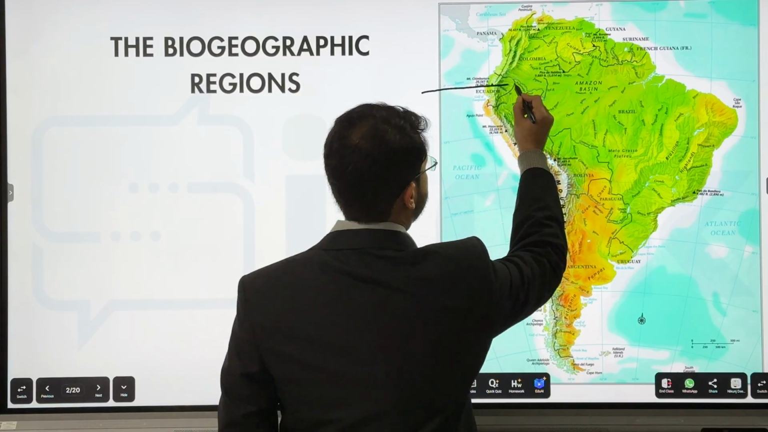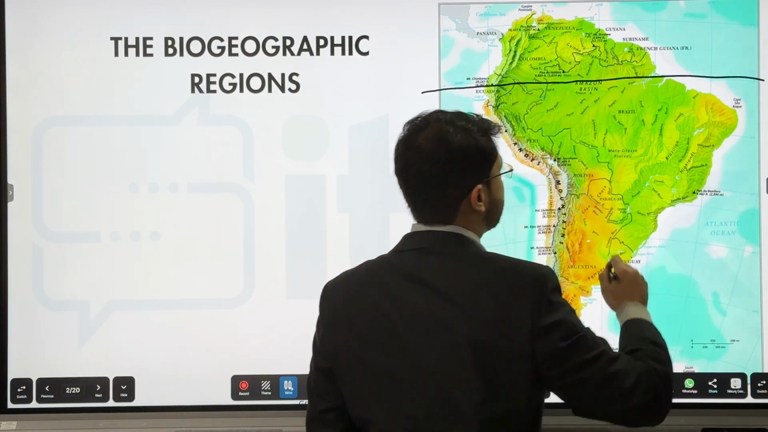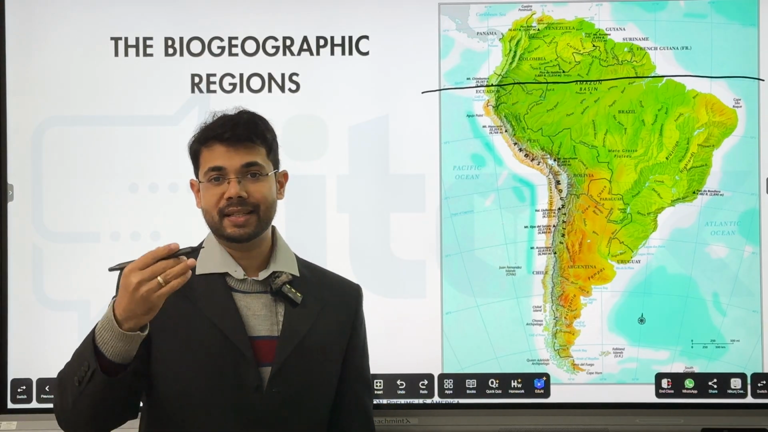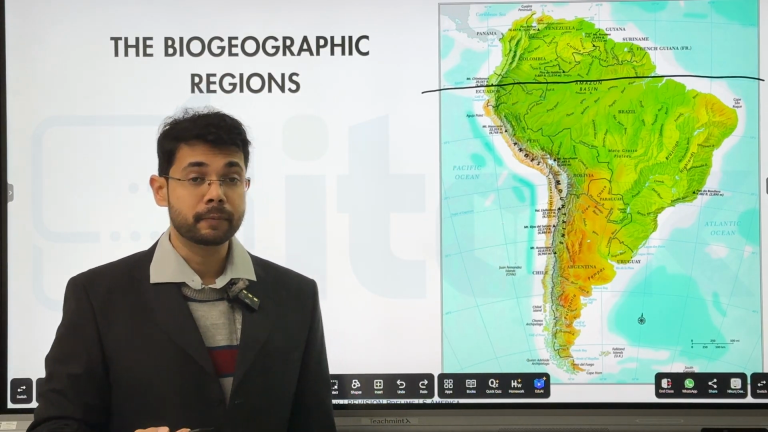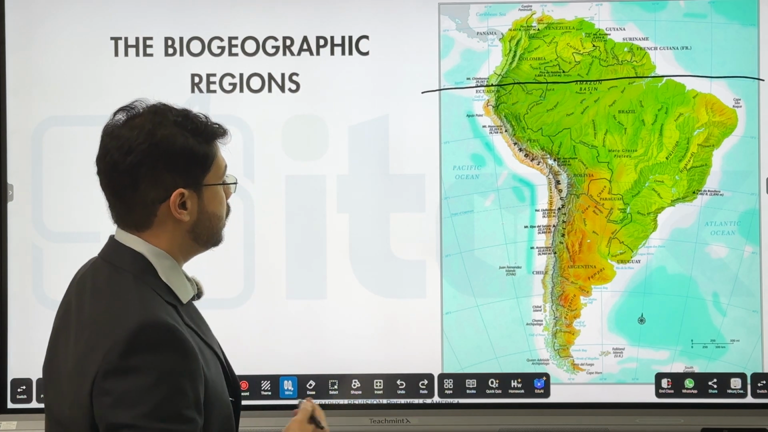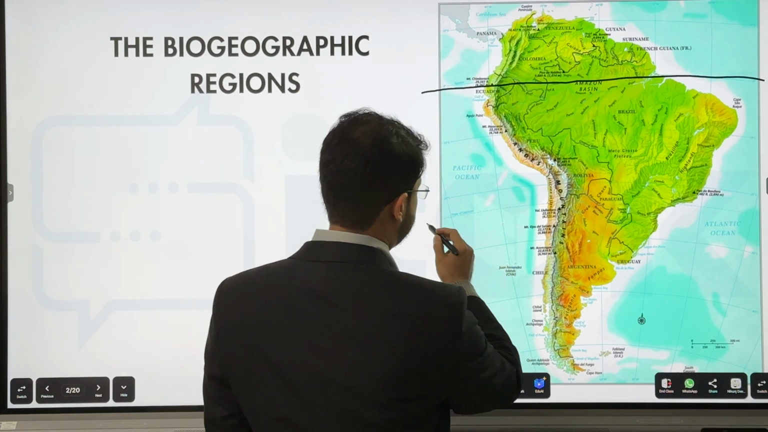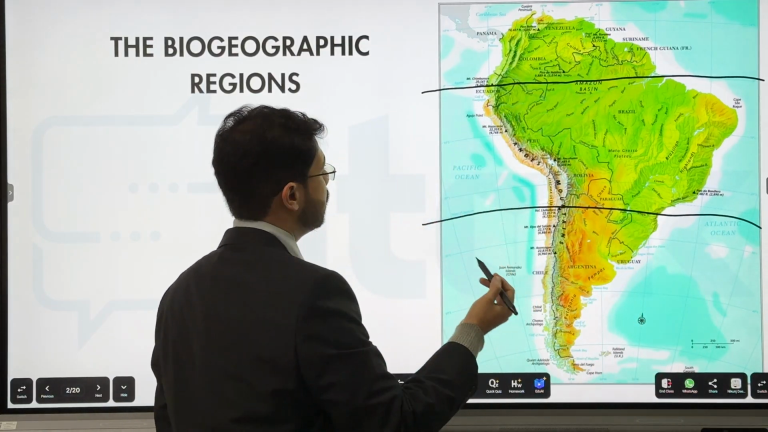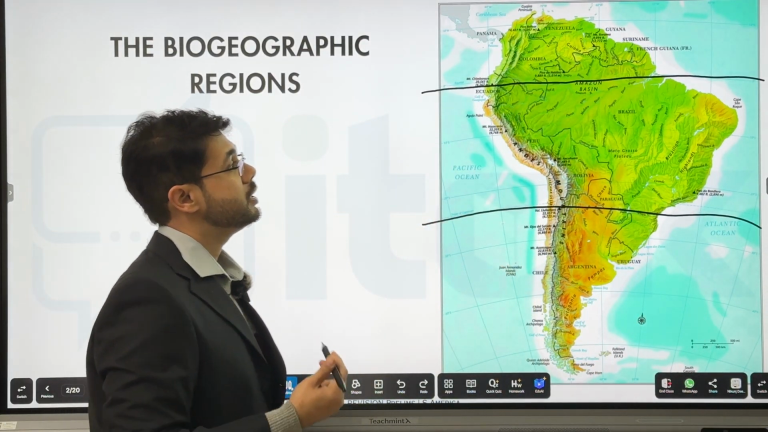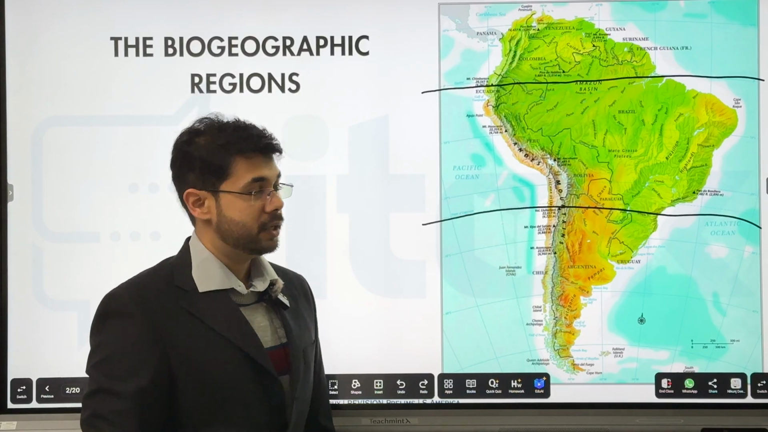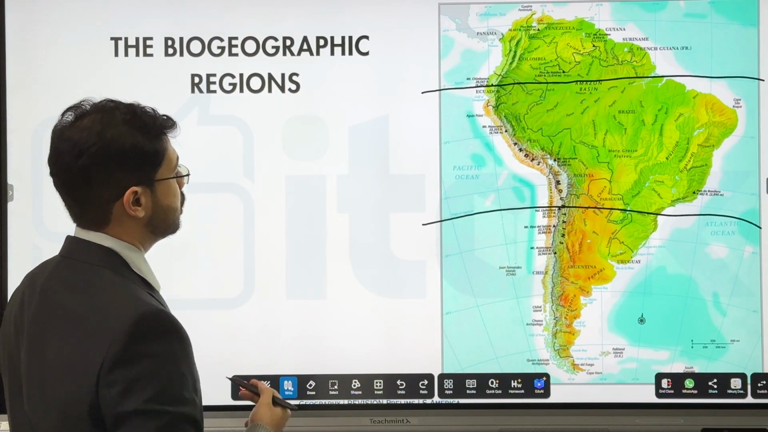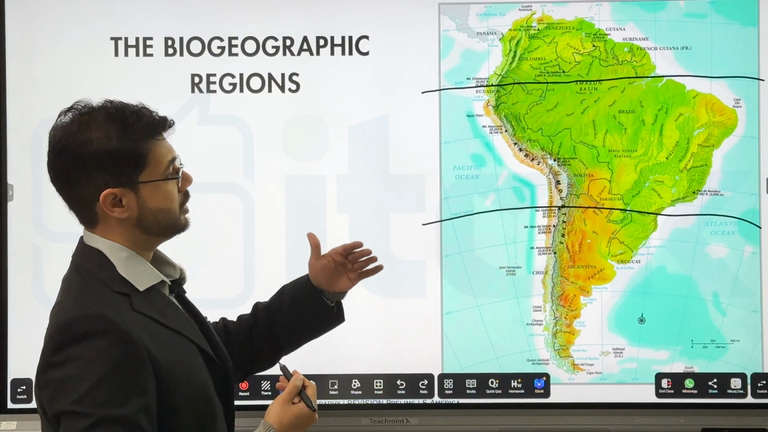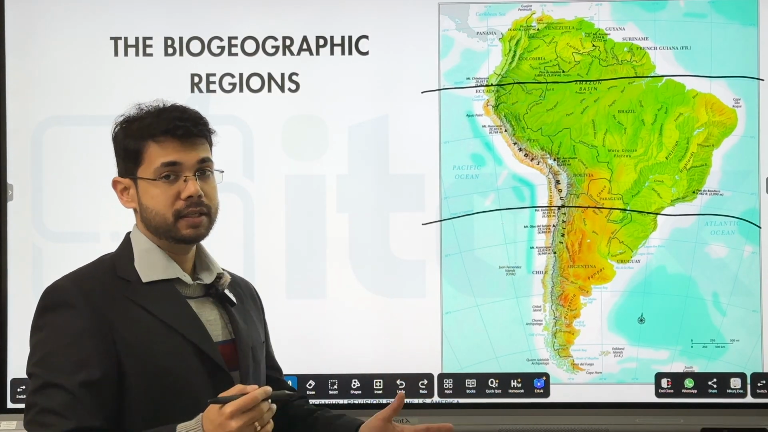Now, unlike Africa, which had equator, Tropic of Cancer, and Tropic of Capricorn, the only continent where all three lines go along with the prime meridian, South America has the equator and the Tropic of Capricorn. One of the rare countries which has both the equator and the Tropic of Capricorn is present in South America. It's Brazil.